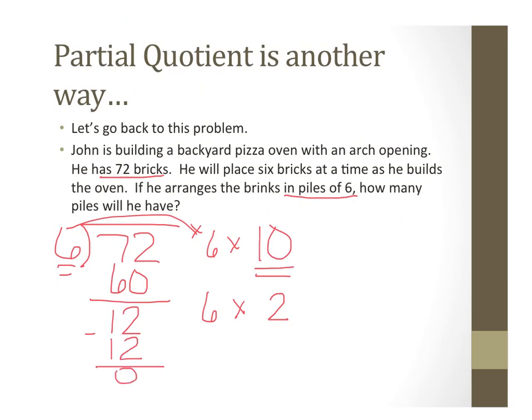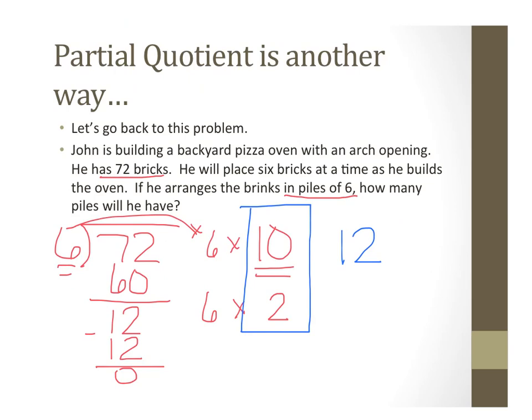So then I look at the groups. I made a group of 10, and I made a group of 2. 10 and 2 is 12. So he would make 12 piles, just like I found out in that long repeated subtraction problem.